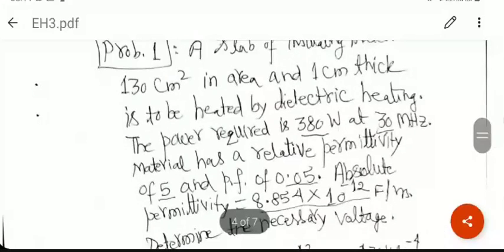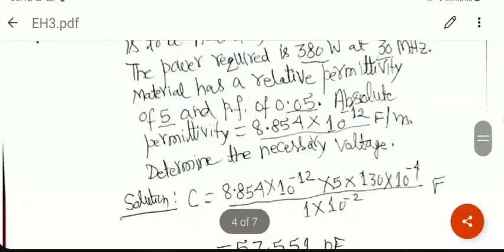So what we do first is calculate the capacitance of the specimen, or of the dielectric slab. Whatever word you want to use is okay. Epsilon naught multiplied by epsilon R multiplied by area divided by thickness of the material. And convert everything to MKS units. Otherwise, you may get a wrong result.